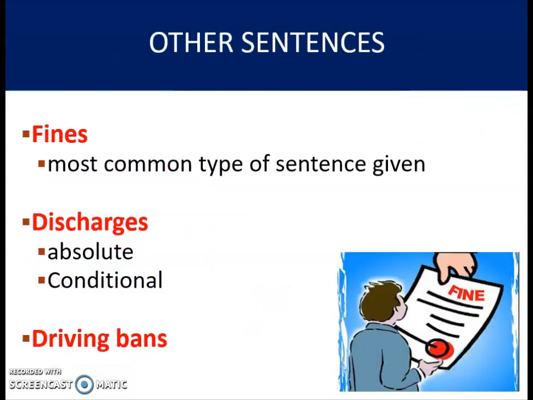So if we look at our other type of sentence available to the courts, classed as other, we'll start off with fines. Fines are a sentence that are available to the courts, and they are the most common type of sentence given. That's because they're given for lower level crimes that are common, such as minor driving offences or theft. The amount is set by the court after considering the seriousness of the offence and how much money the offender can pay. And fines can be given to organisations or companies as well as people.